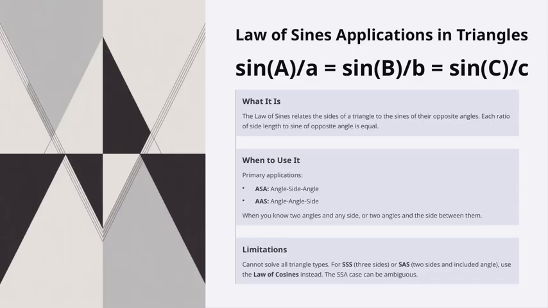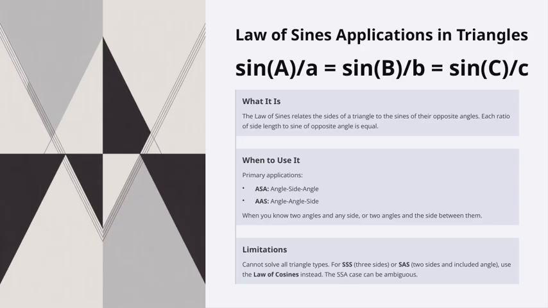Let's talk about the law of sines applications in triangles. The key formula here is sin A over a equals sin B over b, which equals sin C over c. What this tells us is that the ratio of a side length to the sine of its opposite angle is constant across the triangle. This is really useful because it allows us to relate sides and angles even when we don't have all the information.